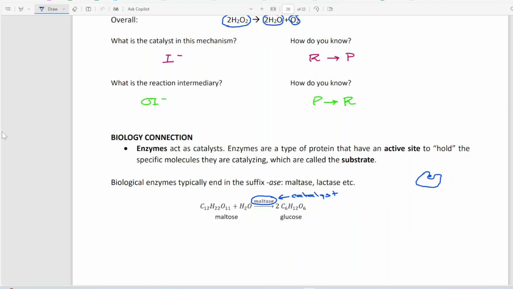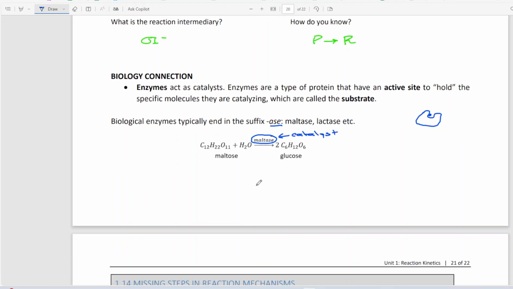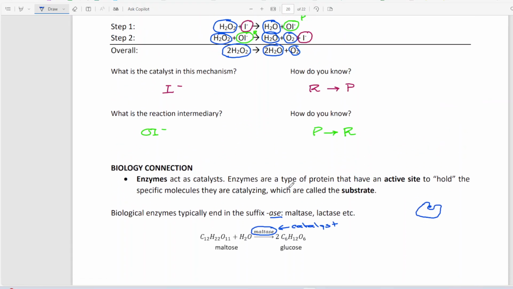Catalysts are often biological enzymes. When they are biological enzymes, they often end in the suffix -ase, like maltase or lactase or something along those lines, and they can be shown in a reaction. All right, so now you can go and practice the questions to do with catalysts.